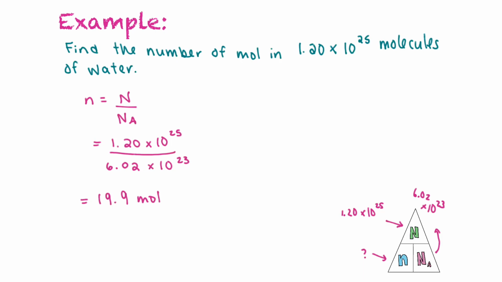Now, if you're not sure if you performed the scientific notation correctly, you can go backwards and solve for whether or not you get 1.20 times 10 to the power of 25 particles if you multiply your number of moles with Avogadro's number. So it's not a bad idea to check your work and make sure that you can go back and get the same value as you started with.